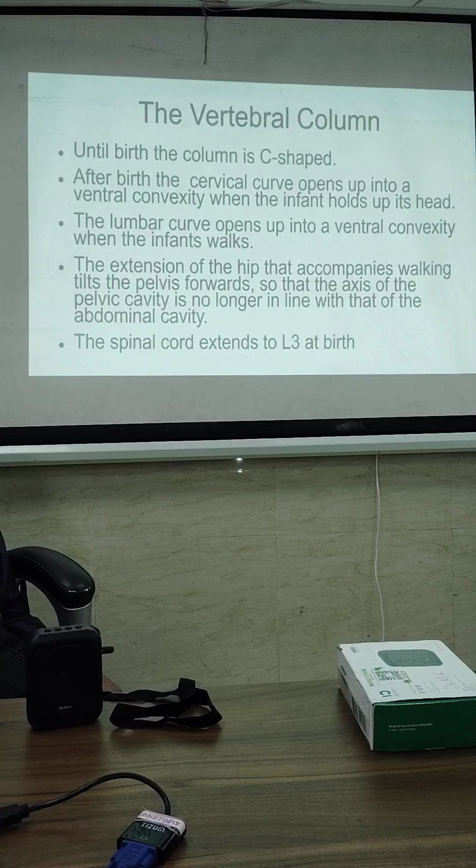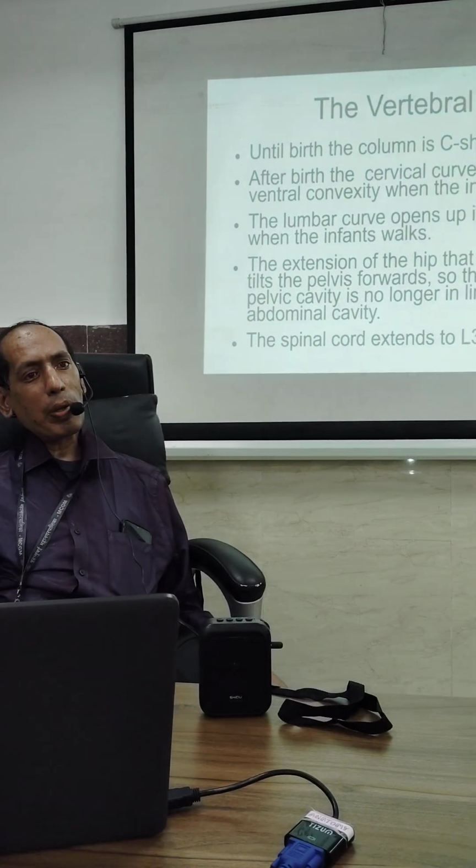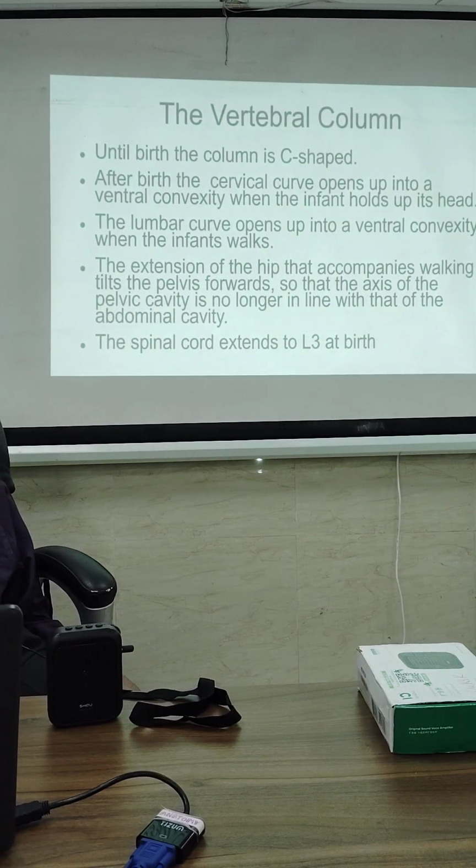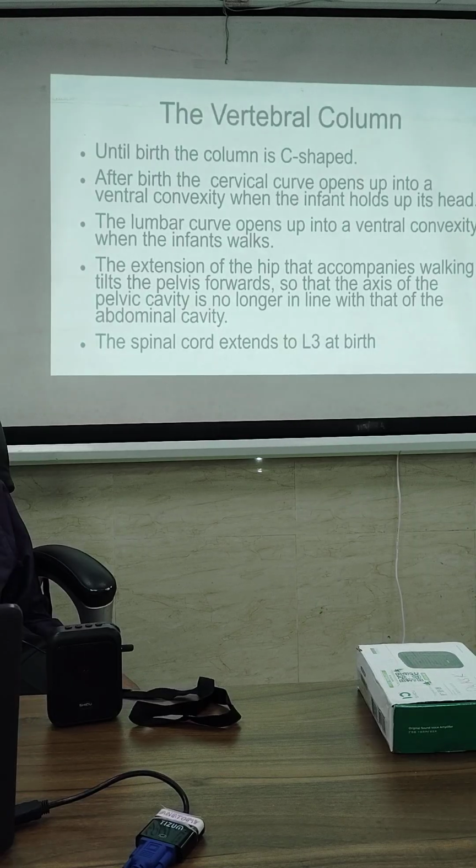It is called the primary flexion, the position of universal flexion at birth. After birth, the cervical curve opens up to a ventral convexity. When the child holds its head, when it starts to extend the neck at around the 4th month of age, as if questioning authority, who has kept me in this particular position? That's also the time when mastoid hair cells start developing because of the pull of sternocleidomastoid.